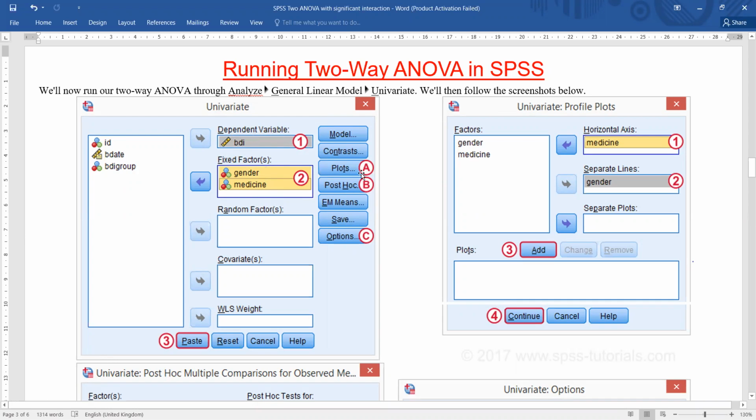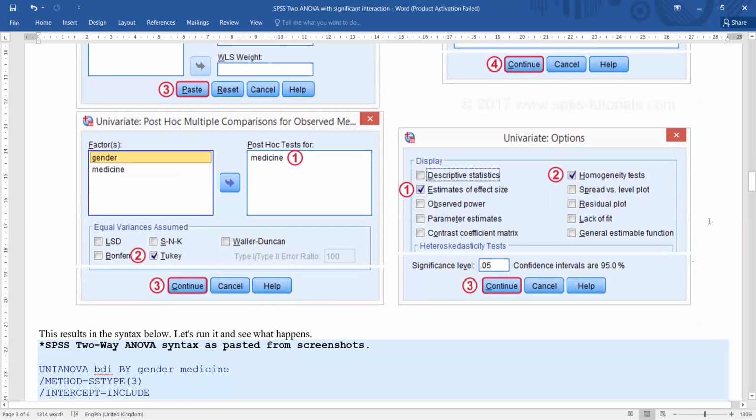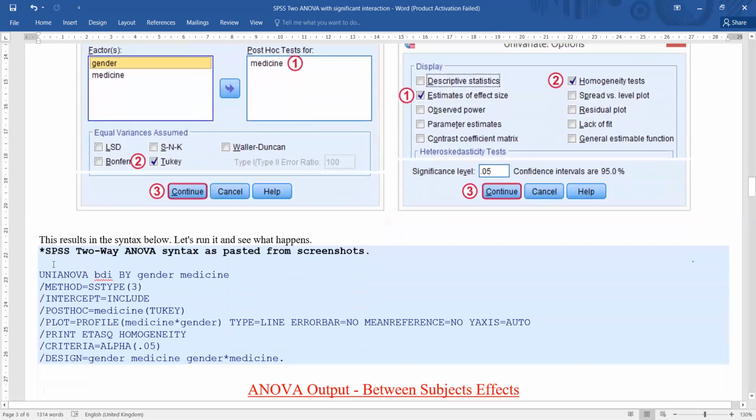Then you have to click on the plots, and different dialog boxes open. You click on post-hoc to choose which post-hoc procedure you prefer, and there are options for how to handle missing cases. These are the different screenshots to run the entire thing in SPSS. The code is given here. If you are not able to run the menus, just copy and paste this code into the SPSS syntax file and run it. You will get the same output.